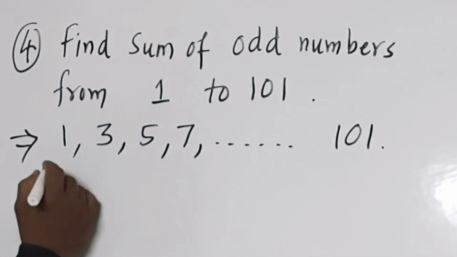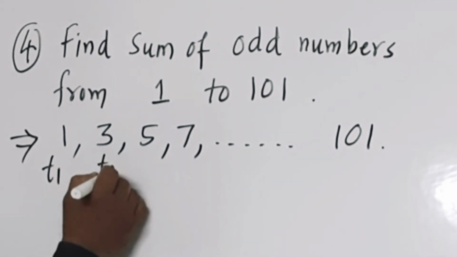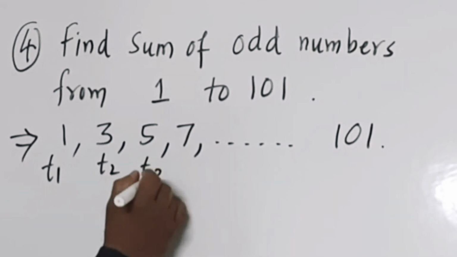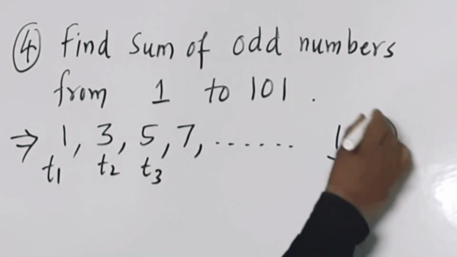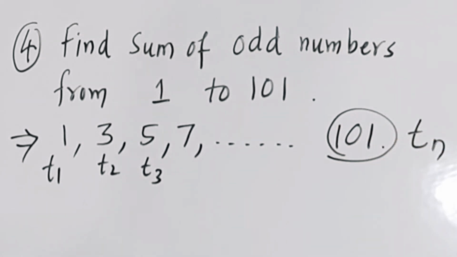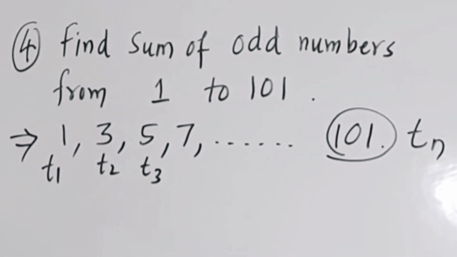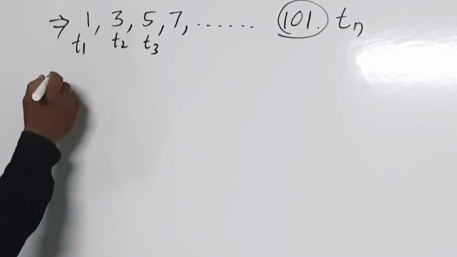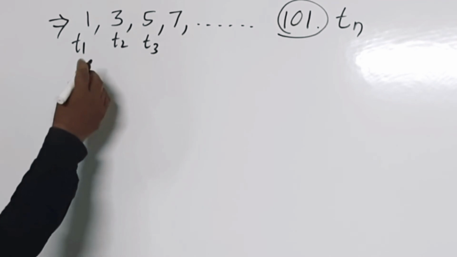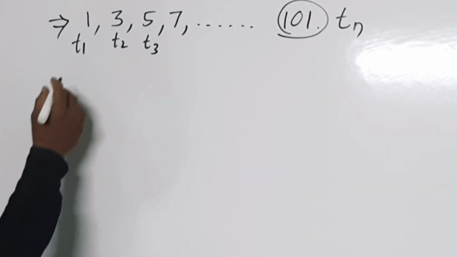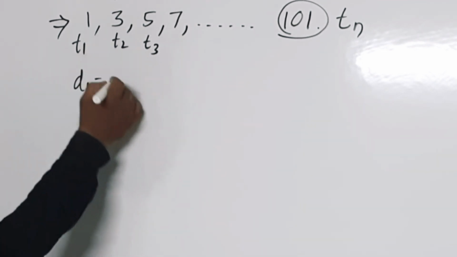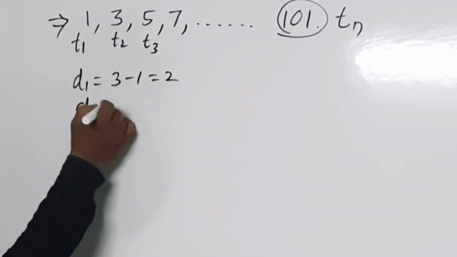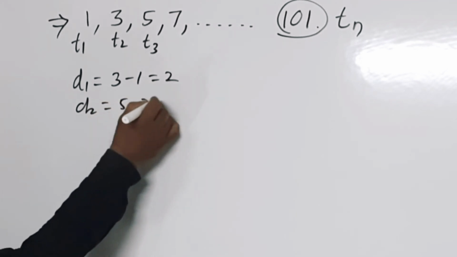So let T1, the first term, be equal to 1, T2 be 3, T3 be 5 and so on. The last term, this 101, be Tn. Here we have to find, first let us see whether the sequence is an arithmetic progression. Let a be the first term and d be the common difference. So D1 is equal to 3 minus 1, that is 2, D2 is equal to 5 minus 3, which is also 2.